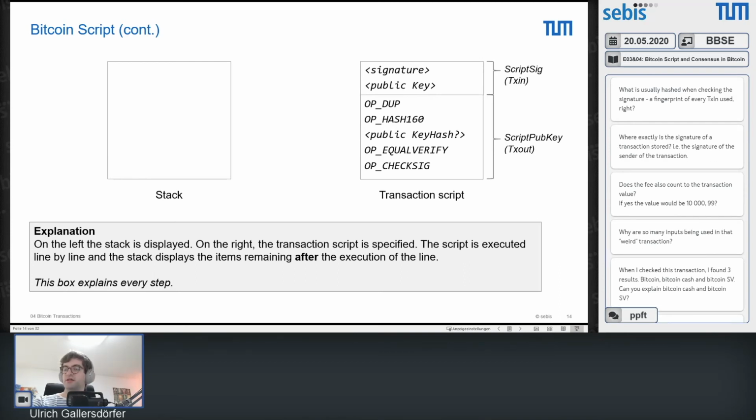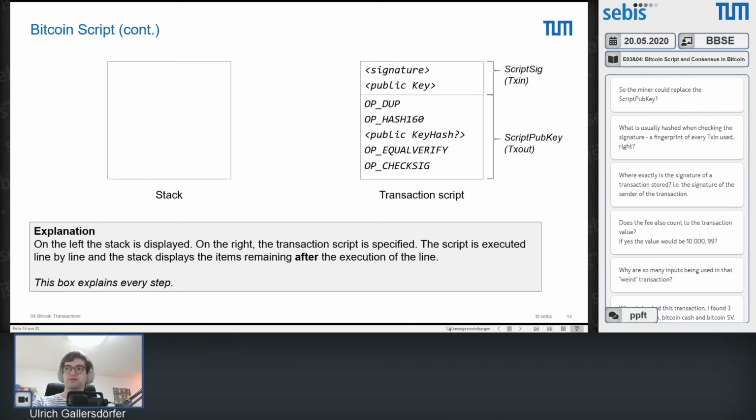What is actually hashed when checking the signature? A fingerprint of every transaction input used, right? So what does the signature contain? So the signature contains a lot of things, and we did not cover this because it's too complicated, but you can think of it, it contains the transaction you want to create as a whole. Obviously there is no redundancy in there, but the transaction you want to create is protected by the signature. You cannot change anything on this transaction without making it invalid. So if you want to change something, you need to have the private key.